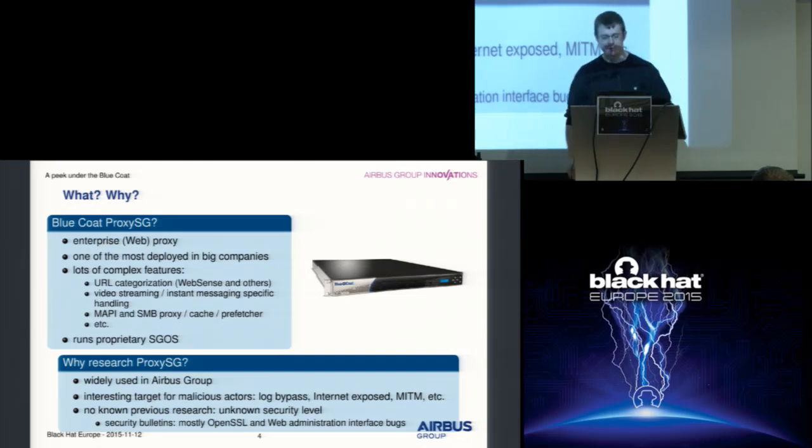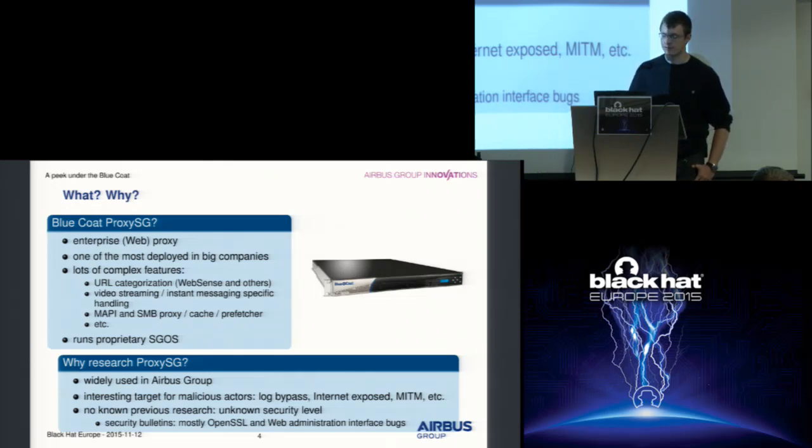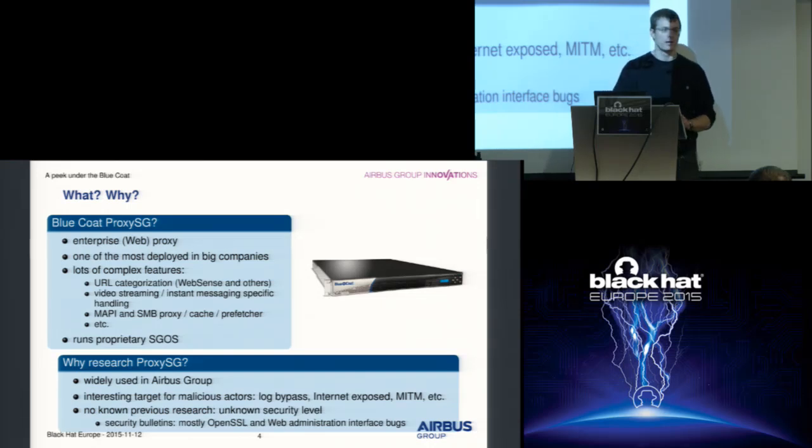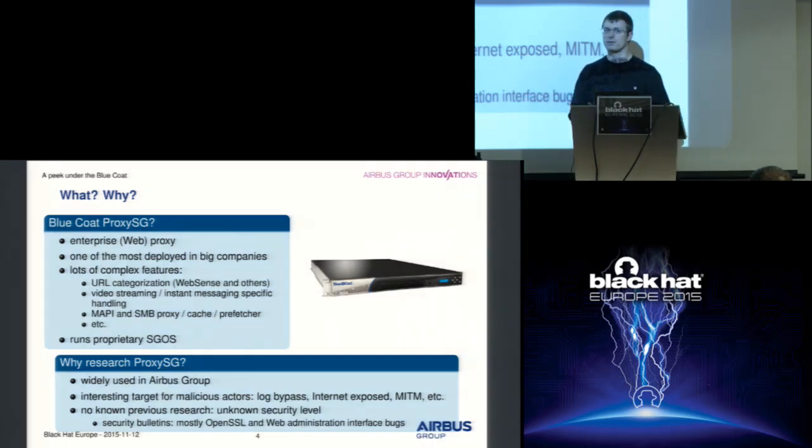So why at Airbus Group did we research Proxy SG? It doesn't seem very obvious. Well, it's widely used in the group, the most common way to access the internet from inside. Since it's at the edge between the web and the internal network, it's a very interesting target for malicious actors. If you can get into a Proxy SG and take over, you can bypass logging, maybe compromise it from the internet if you have a really good exploit, and probably man-in-the-middle TLS connections, because Blue Coat Proxy SG is also well known for being able to do that. It's a very interesting target.